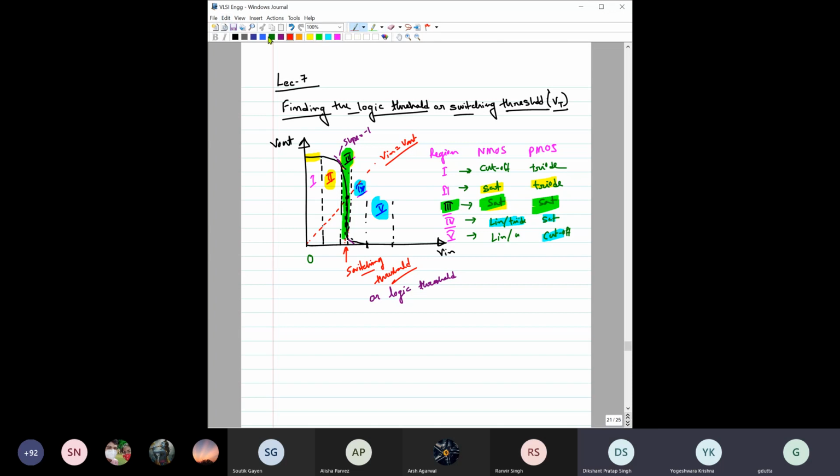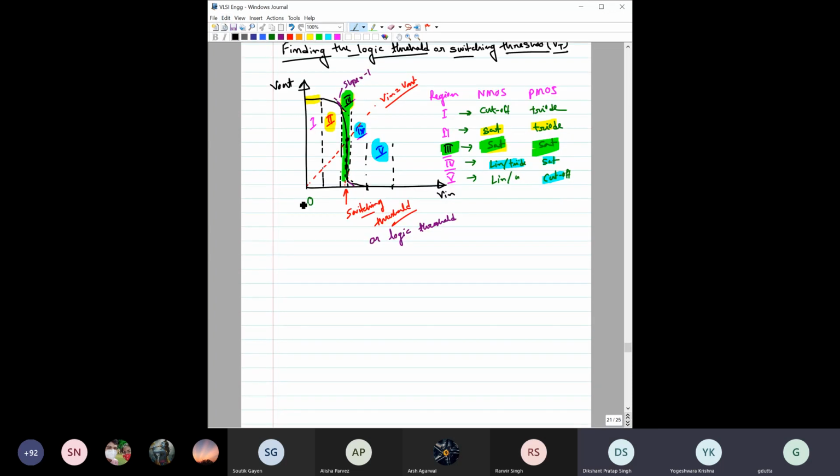I am not asking you to do it, but you can always do it with me, as we have lost some time due to this technical glitch. So I will do it quickly. We are assuming the MOSFETs are long channel MOSFETs. Why am I saying this? Because the MOSFET equation that we have learned so far, that ID is proportional to VGS minus VTH whole square in the saturation region, holds for the long channel MOSFET.